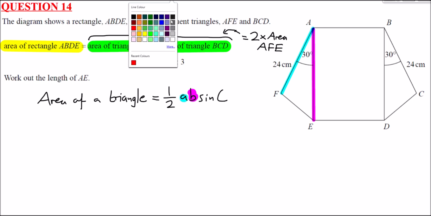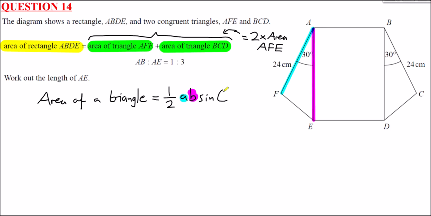And I'm also going to pick the angle C, the angle in between. Well, I'm not going to pick it because it has to be the angle in between the 2 sides. I'm going to pick that to be 30 degrees. So let's now put this information into practice.